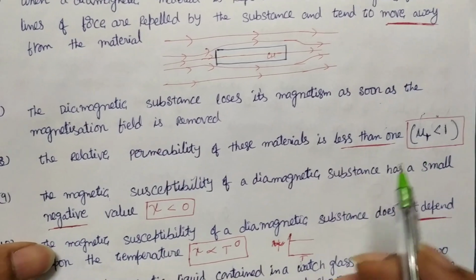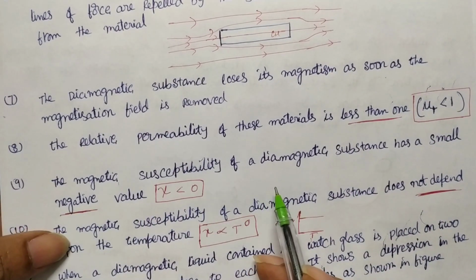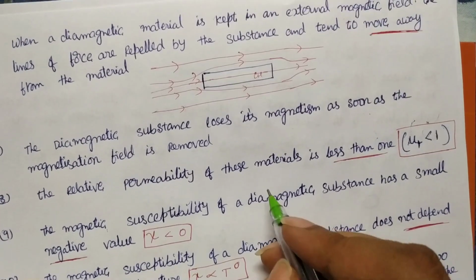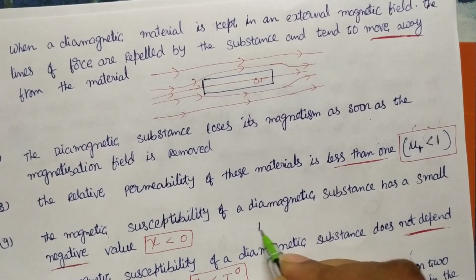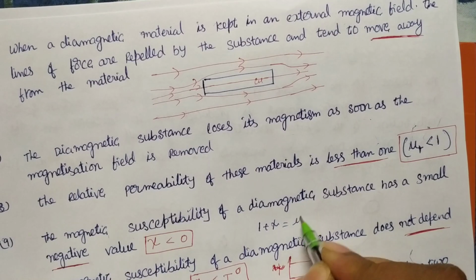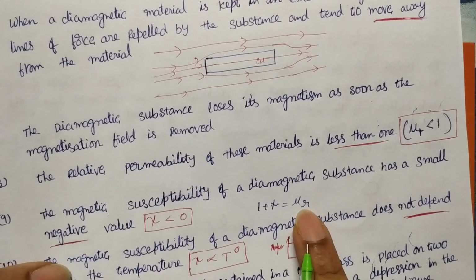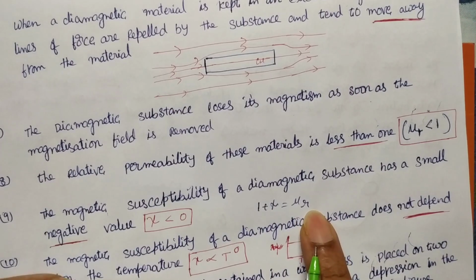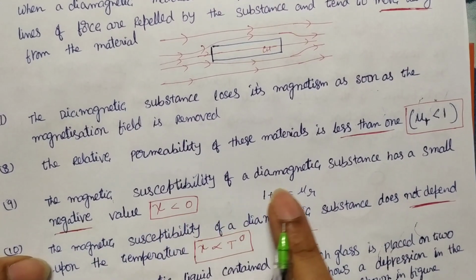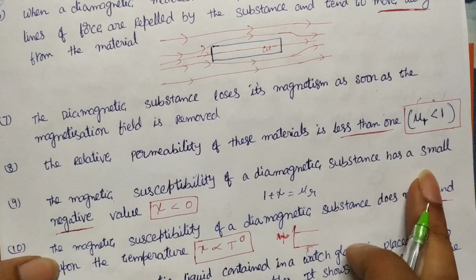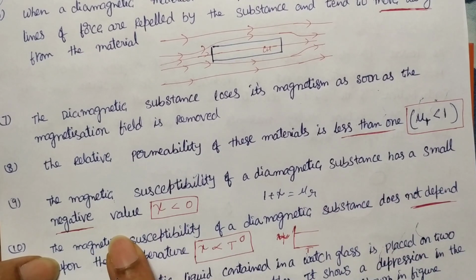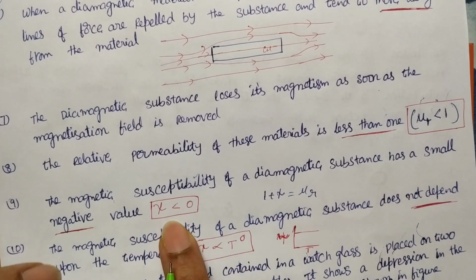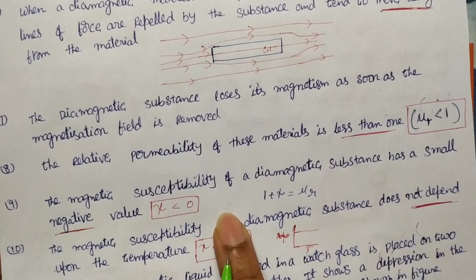And what is magnetic susceptibility? We have the relation: 1 plus susceptibility is equal to mu R. So if mu R is less than 1, sending the 1 to that side, less than 1 minus 1, what do you get? A negative value. That is why the magnetic susceptibility of a diamagnetic substance is small and its value is negative. Chi is less than 0.